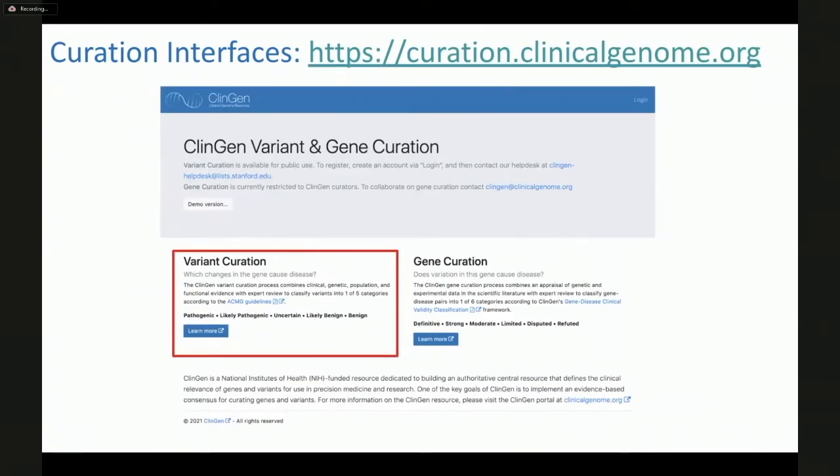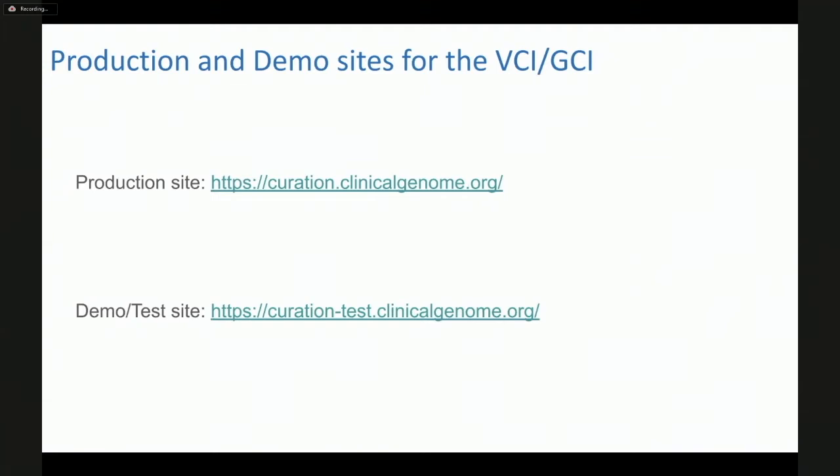So first, we'll do some brass tacks stuff. So the production version of the VCI can be found at curation.clinicalgenome.org. And this site supports both the VCI and also the Gene Curation Interface, or the GCI. For most of this talk, I'm going to focus on the VCI, and Matt Wright will be presenting on the GCI directly after this. Now, the first thing to mention is that there's actually two web addresses where both the VCI and GCI functionality exist. Now, the production site URL is the same. It's curation.clinicalgenome.org. And then we have a demo or test site, which is at curation-test.clinicalgenome.org.